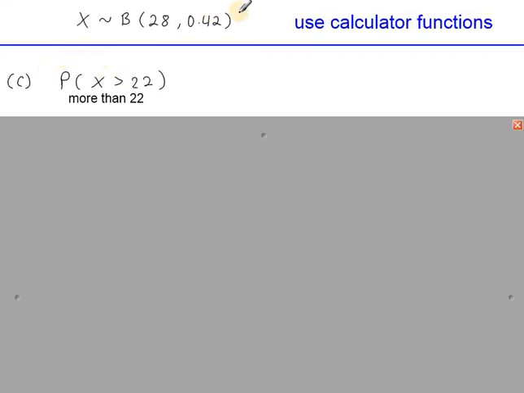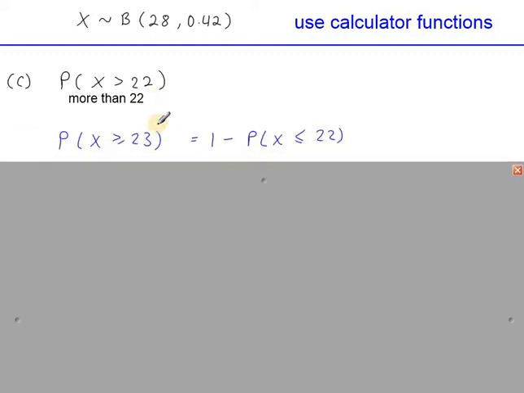Part C, same binomial distribution, we want more than 22 successes. So we're looking for more than or equal to 23 successes. And the method is 1 minus less than or equal to 22. This we can get from the calculator, and then do 1 minus to that probability for the final answer.